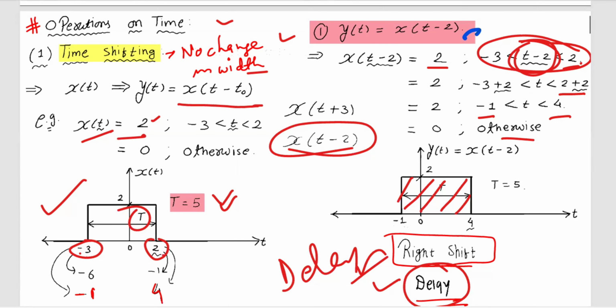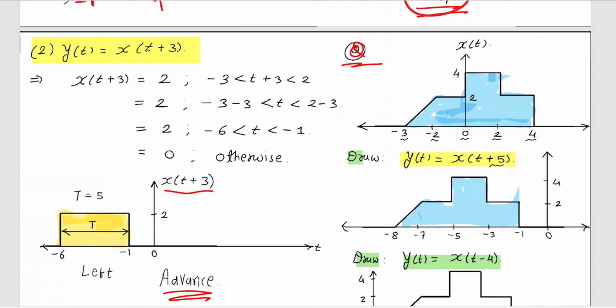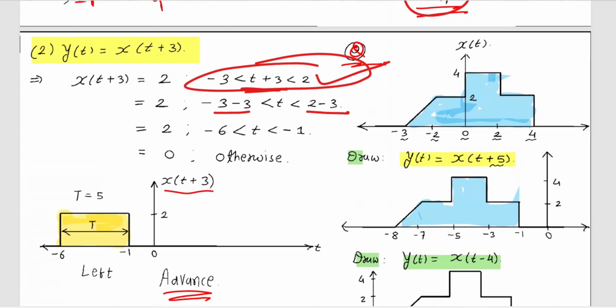Okay, there are two types. One is x(t - 2), and another is x(t + 3). So x(t + 3), how to draw? Again, you just replace t by t + 3. So you just adjust this. This is an important thing. You adjust it so that you subtract 3 throughout the inequality, that is, minus 3 minus 3 and 2 minus 3. So this becomes t now, or you can say minus 6. Now t lies between minus 6 to minus 1. Again, you can see here the width of the signal remains the same, which is 5 in both the cases. So this is x(t + 3). Now this is called advancement or the left shift.